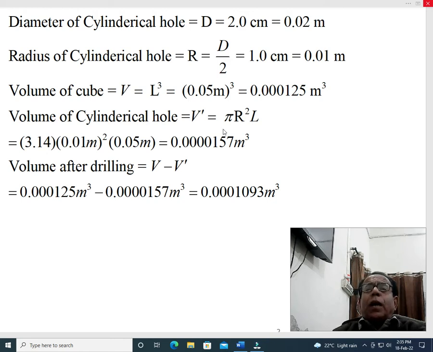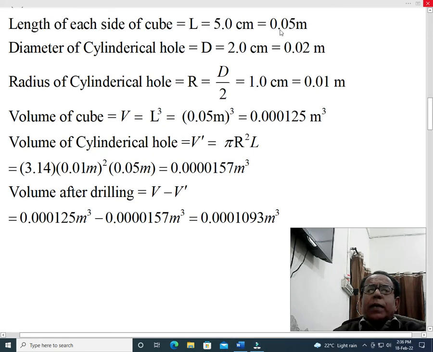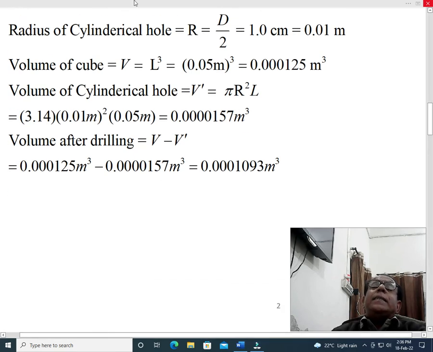In place of r we put 0.01 meter, this squared, into L, which is 0.05 meter. When these three quantities are multiplied, we get the result 0.00000157 meter cube.